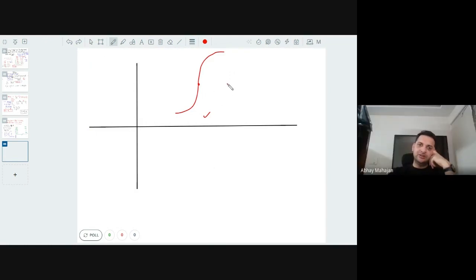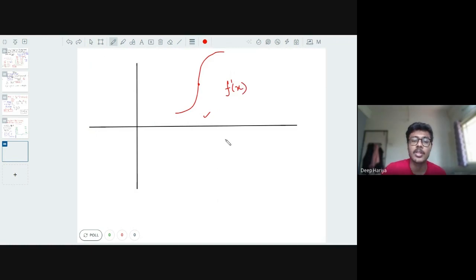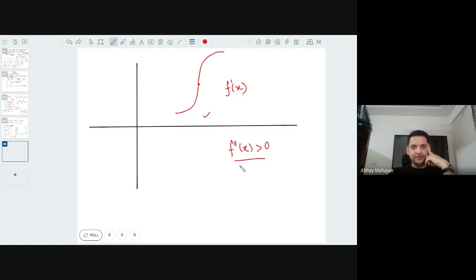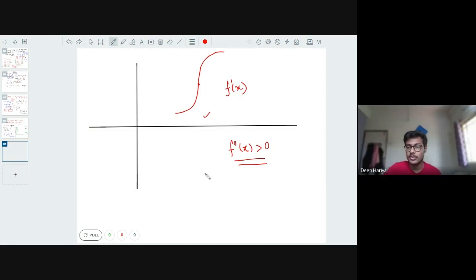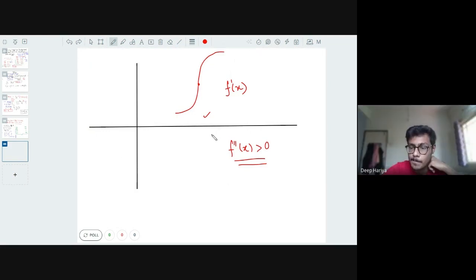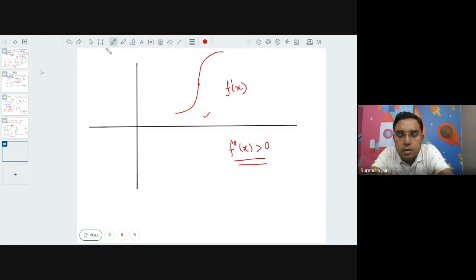And what can you say about f dash x at this point? It is increasing. Oh, f double dash x. So f double dash x should be greater at that point. Greater means greater than zero? At the point of inflection, f double dash x should be greater than zero. Yes. I think he's saying the point of inflection is where the first derivative changes its sign. I think this concept is not correct. It is actually the second derivative that decides the point of inflection.